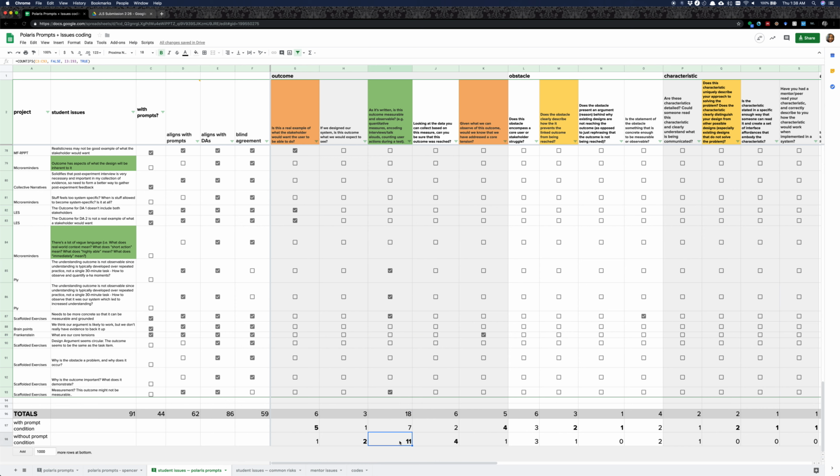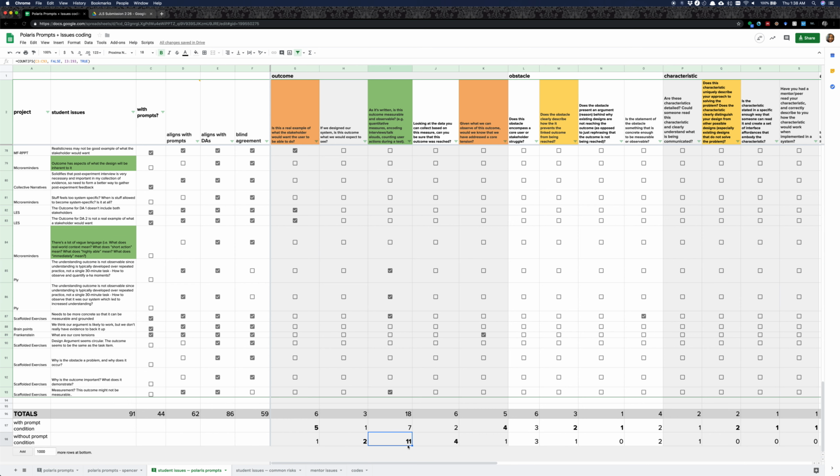They just saw the outcome in their argument and recognized that it was not measurable and logged that as an issue. The prompts did help students, more students catch that as an issue, but it was just kind of interesting to see that this was something that students actually performed pretty well in before.